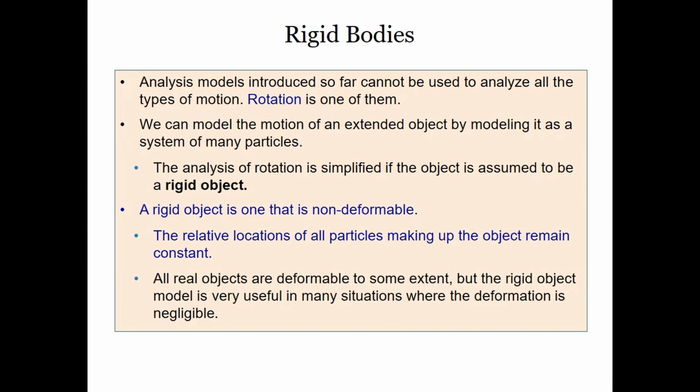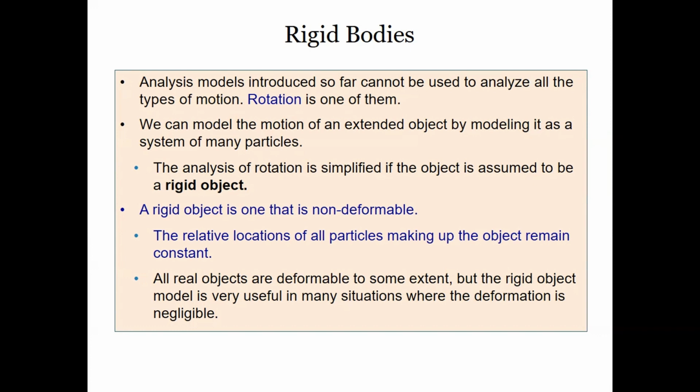Rigid bodies are those bodies which cannot be deformed. Most of the bodies have some flexibility that they can be compressed or elongated or extended. However, a true rigid body is an ideal concept and it is really not deformable. Relative locations of all particles that make up the object for a rigid body remain constant.